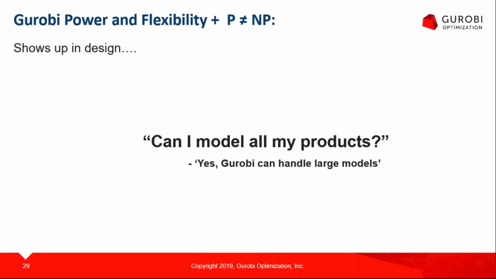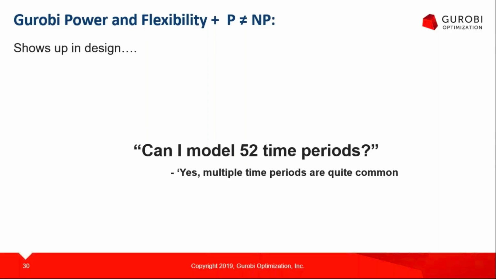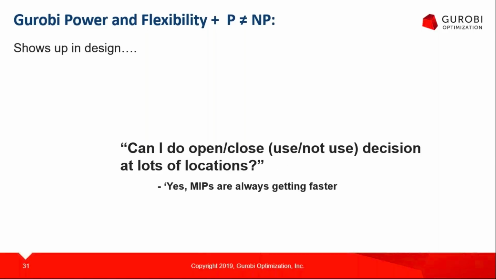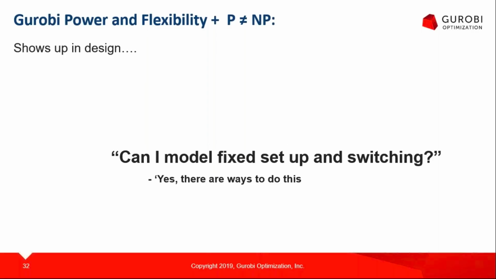Then someone else asks, can I model 52 time periods? Yeah, time periods are very common. We've seen people model 52 time periods or 104 time periods, where you're looking out 2 years in weekly buckets, and so on. We've seen lots of models like that, and it's pretty common. Can I do open, close, or use, not use decisions at lots of locations? So I have lots of these decisions I want to activate or not activate, so binary variables everywhere. And the answer is yep, we've seen MIPs handle very large scale problems with lots of different binary variables.